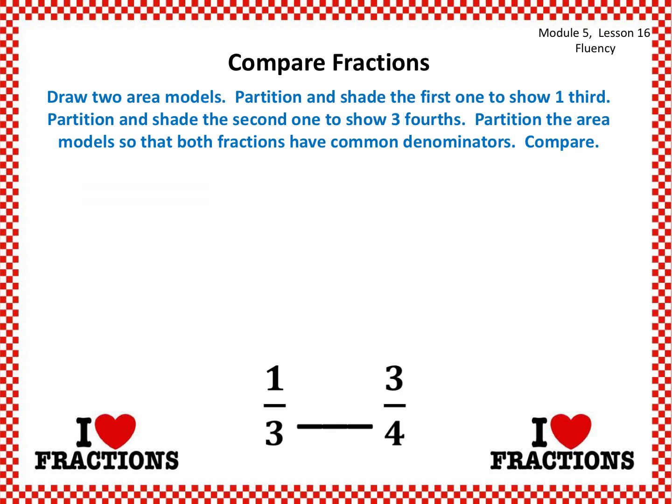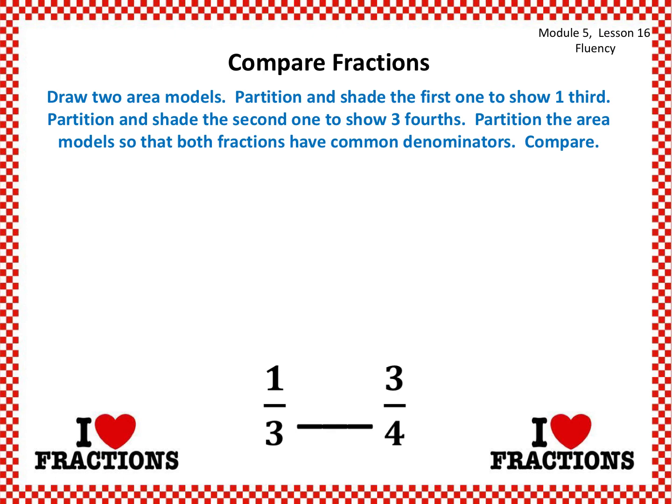So I want you to try this second one on your own. So go ahead and let's read the directions. Draw two area models. Partition and shade the first one to show 1/3. Partition and shade the second one to show 3/4. Partition the area models so that both fractions have common denominators, and then compare. So I want you to pause the video here. I want you to do this on your own if you can, and then come back and see if you did it the same way that I am doing it.